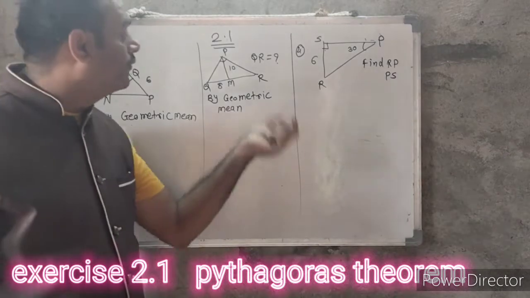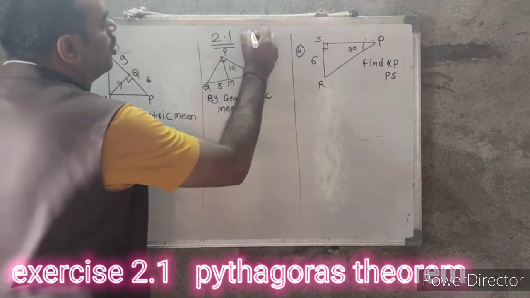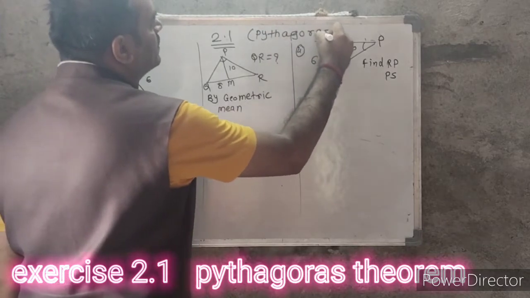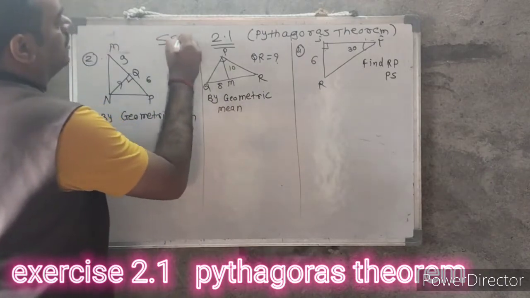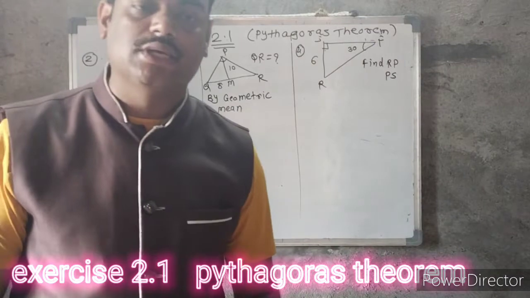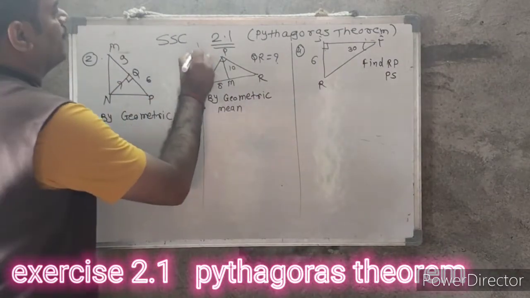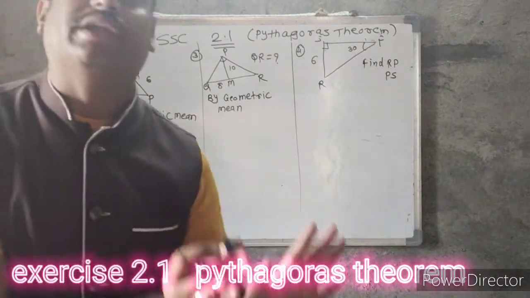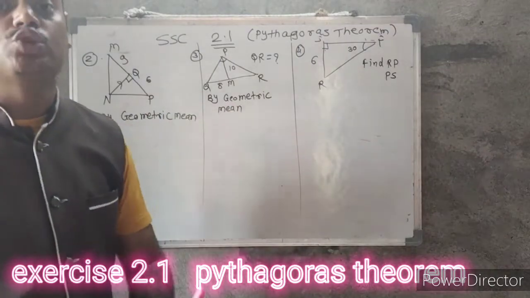Students, we are going to discuss exercise number 2.1 from the geometry, and the topic is Pythagoras theorem. Okay, our topic name is Pythagoras theorem from the SSC board. Exercise number 2.1, in which the first question we already discussed. Now the questions number 2, 3 and 4. Before that, firstly, what is the theory behind it? Theory of the geometric mean.